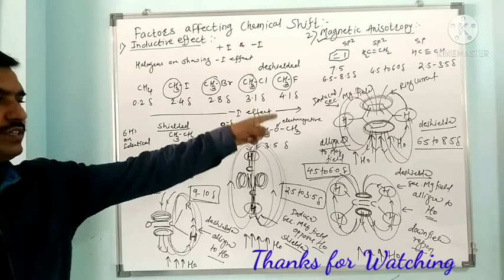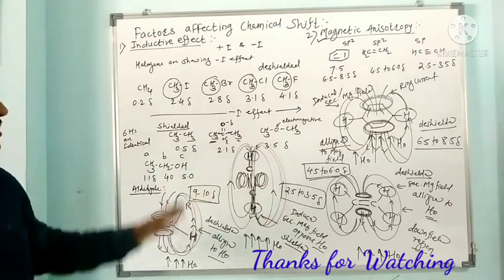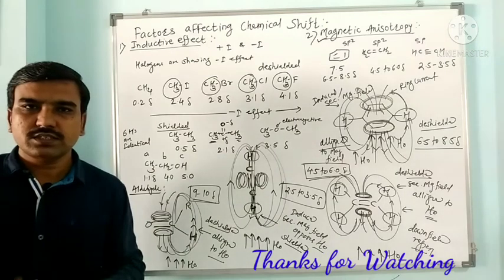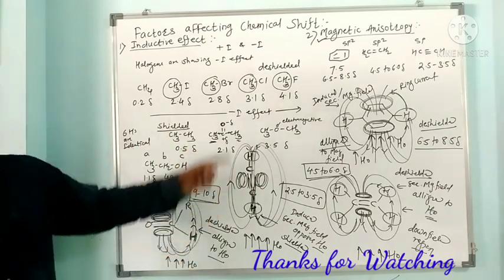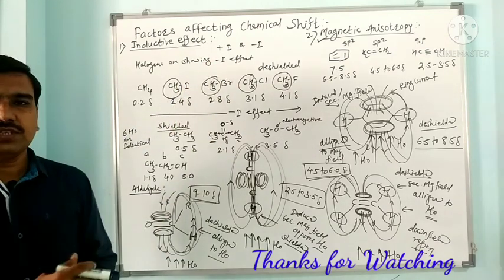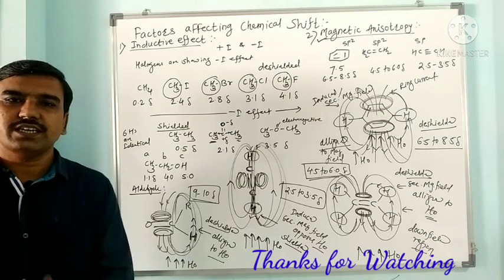Here we have seen aromatic compounds, olefins, acetylenes and aldehydes. So these are the two effects we have discussed, inductive effect and magnetic anisotropy. Both are affecting the chemical shift. So here we have seen the factors affecting chemical shift, inductive effect and magnetic anisotropy.